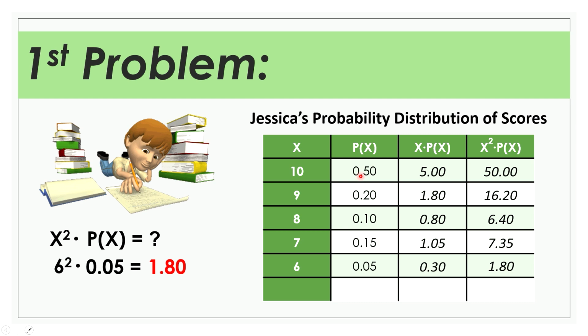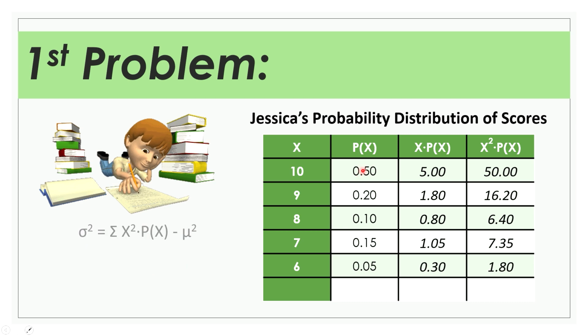So kukunin naman natin yung variance. When getting the variance, we will use this formula: sigma squared is equal to the summation of x squared multiplied by p of x, minus the mean squared. So wala pa tayong value ng ating mean, and wala din tayong value ng ating summation of x squared multiplied by p of x. So para makuha natin doon, we will simply add all these values. So yung value ng ating x multiplied by p of x, makukuha na natin yung value ng ating mean.